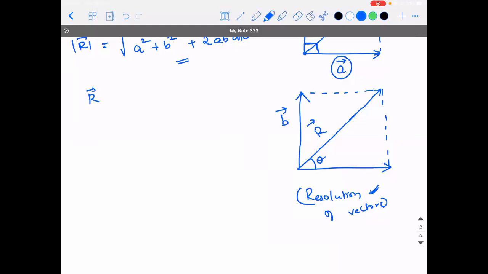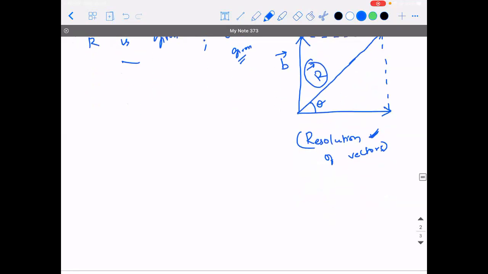What are you going to do? Here, which vector is given? R vector is given and theta is given. So with respect to the angle theta, you will divide R vector into how many components? Components means two parts. Into two parts, and how are those two parts supposed to be? They're supposed to be perpendicular to each other. And this process of doing it is what is called resolution of vectors.